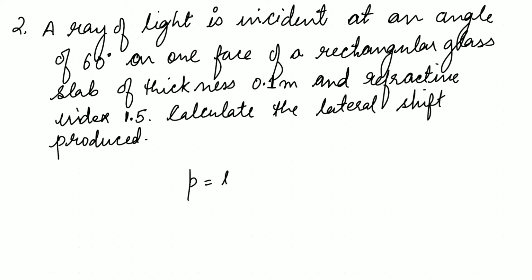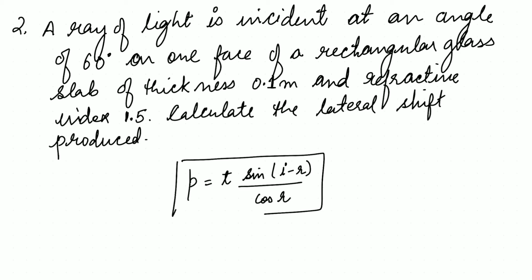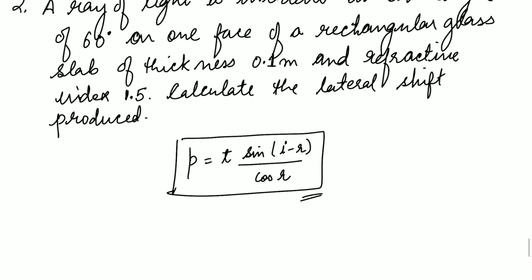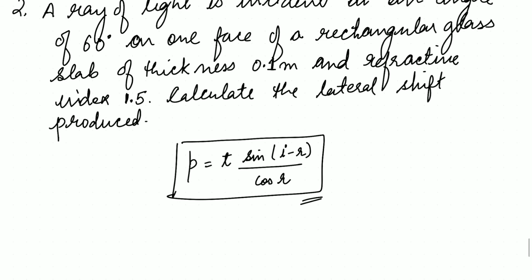P is equal to T, the thickness, times sine(I minus R) upon cos R. This is the value of lateral shift. We remember, we just derived it in the starting part of the video. Now a ray of light is incident at an angle of 60°. So we have a rectangular glass slab.